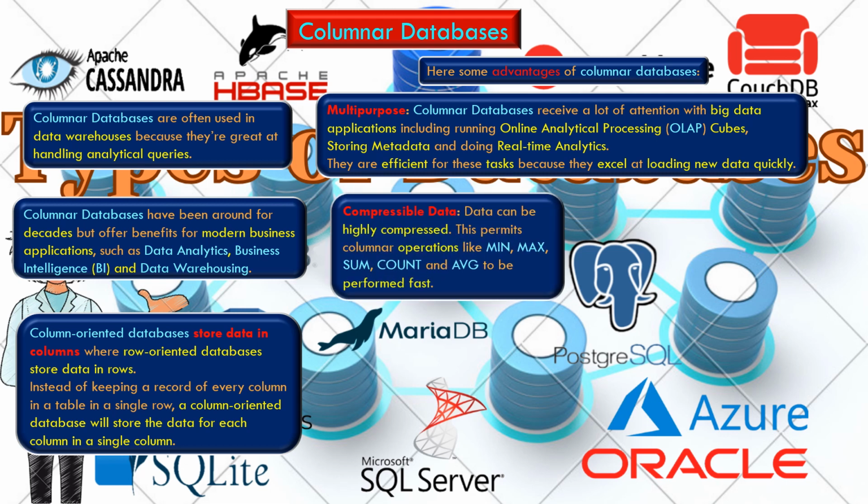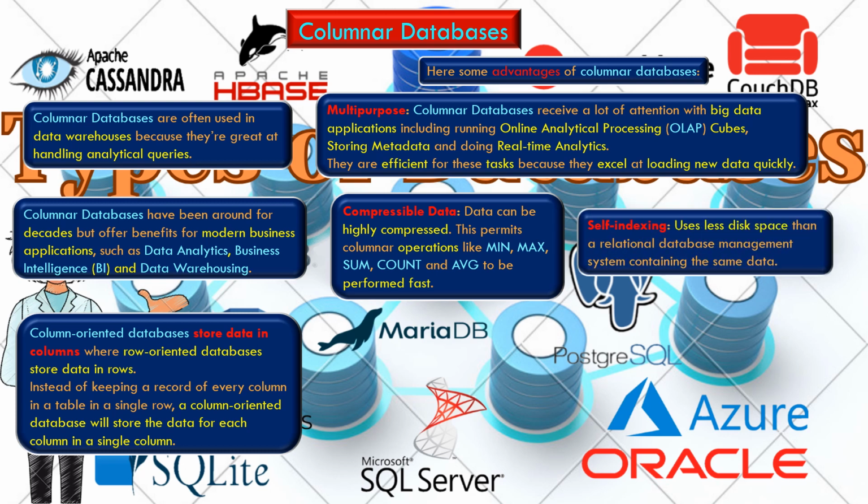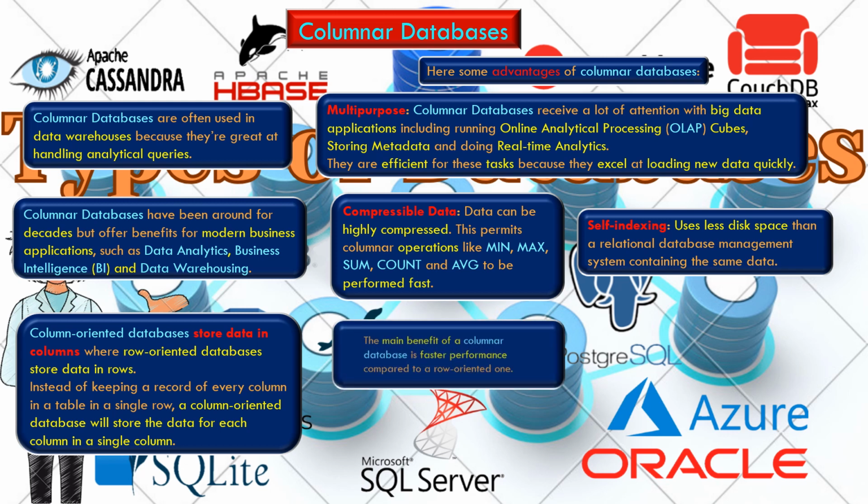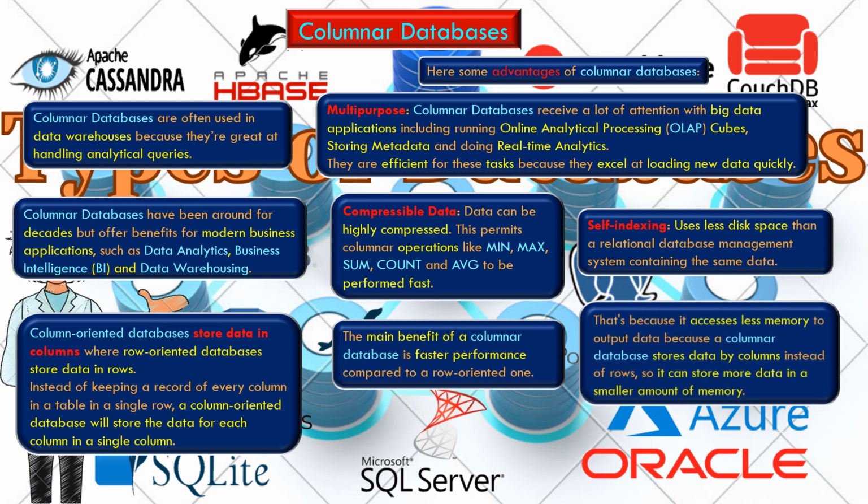For compressible data, data can be highly compressed. This permits columnar operations like min, max, sum, count, and average to be performed fast. Self-indexing uses less disk space than a relational database management system containing the same data. The main benefit of a columnar database is faster performance compared to a row-oriented one.